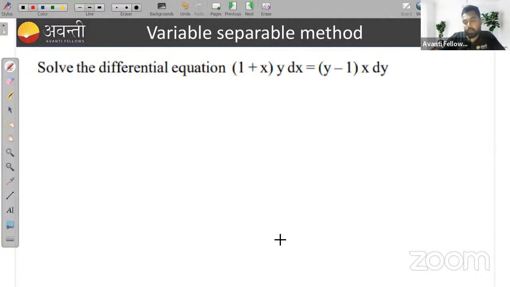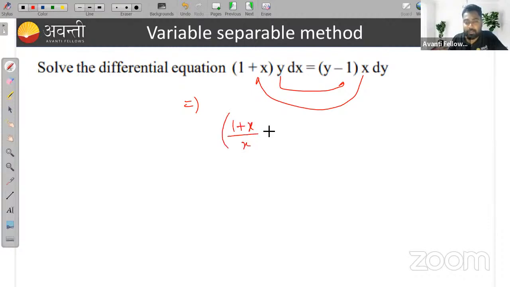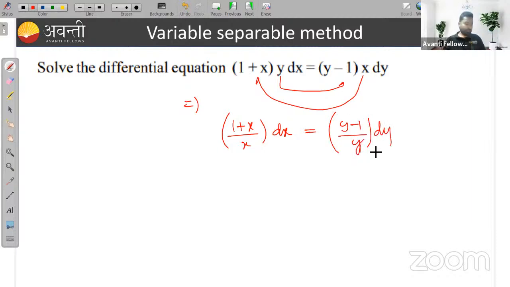Okay. So let's solve this equation by using the variable separable method. We'll just separate the variables. How can we separate the variables? We'll take this y to this side and we'll take this x to this side. So that means (1 plus x) upon x dx is equal to (y minus 1) upon y dy. Now you can see here, on the left hand side we have the variable x, and on the right hand side we have the variable y.